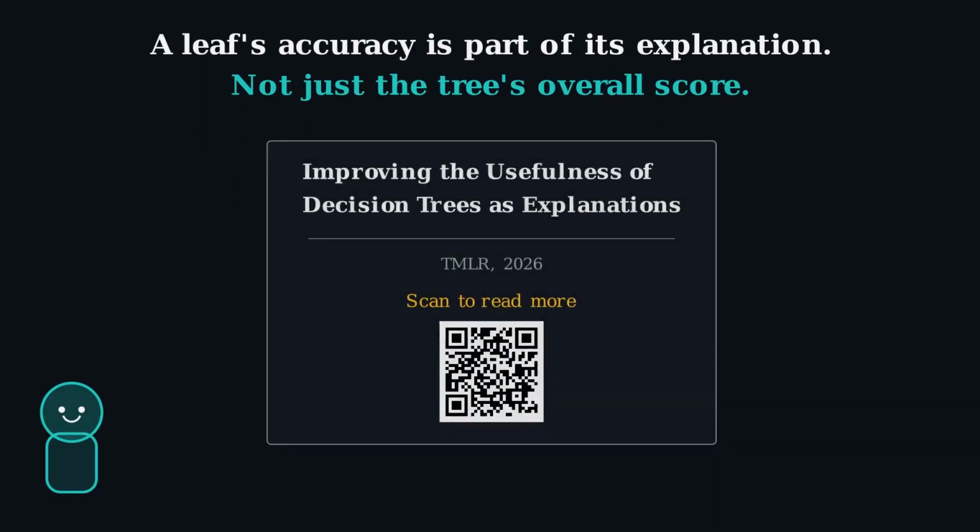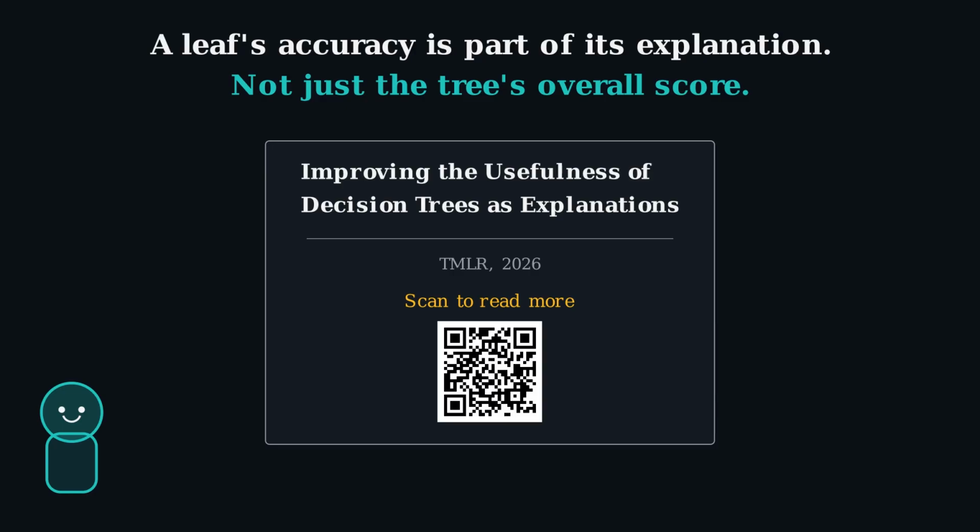This is a piece of a bigger point. If you're using a decision tree as an explanation, its least reliable leaf matters as much as its overall score.